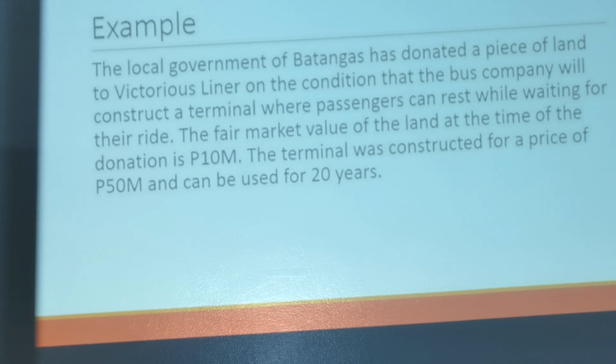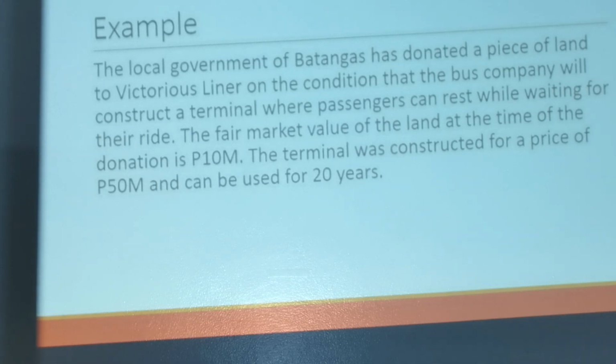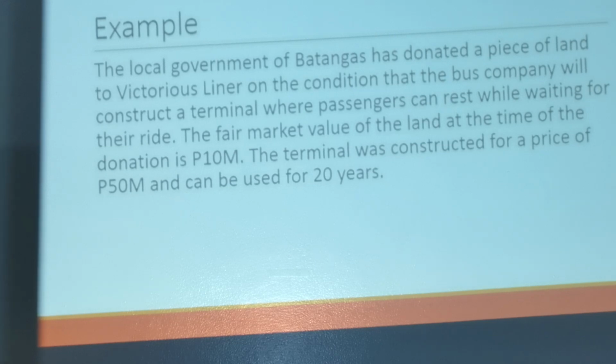So with this type of problem, we cannot recognize the asset as revenue yet because there's a condition that needs to be satisfied first. What are we going to do here? As I mentioned earlier, we recognize it first as a liability. And then we recognize the structure as another asset of the company. While we depreciate the structure, that's the time that we also recognize the income from the donated asset.